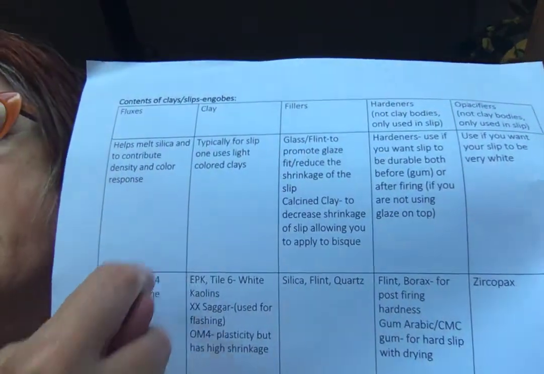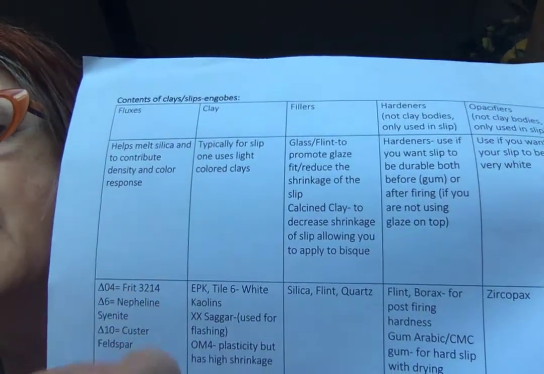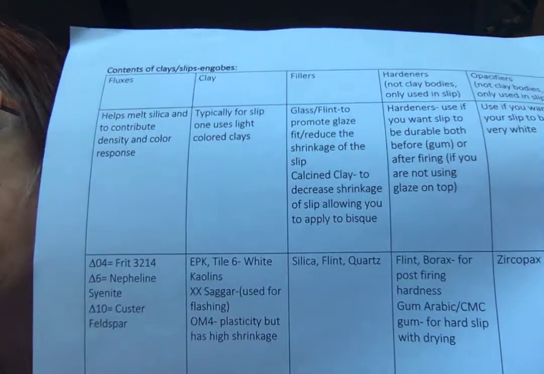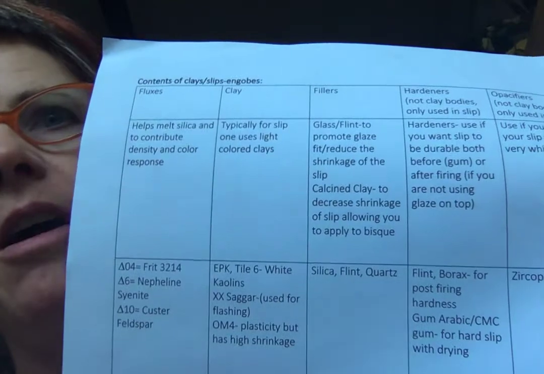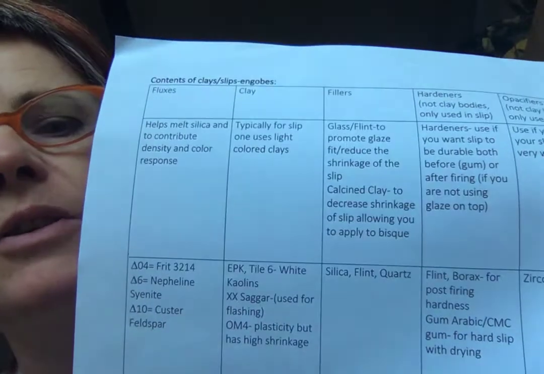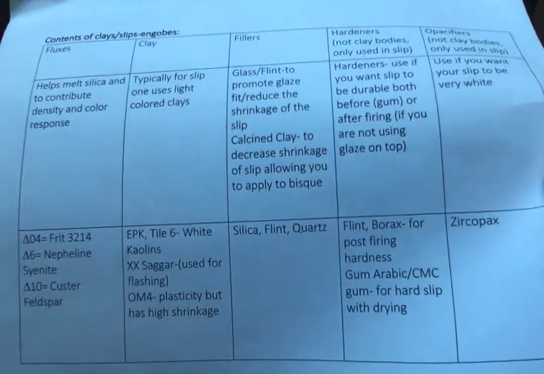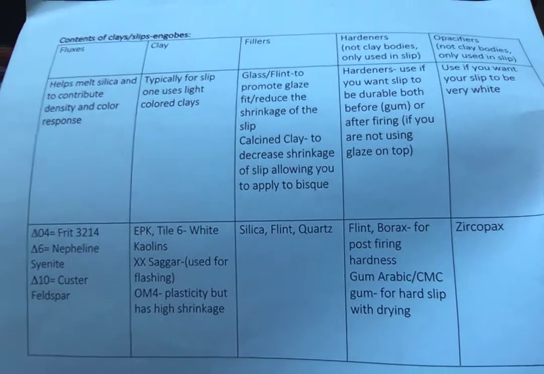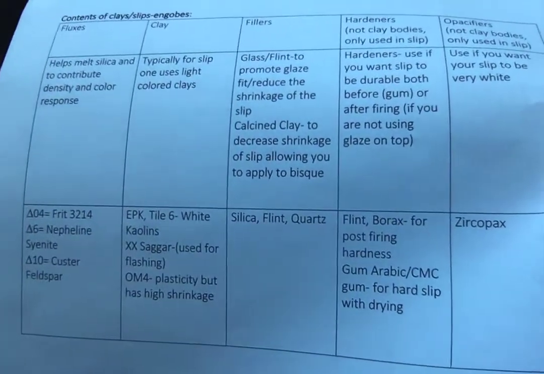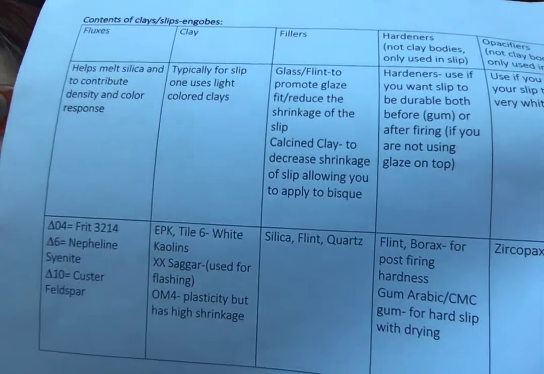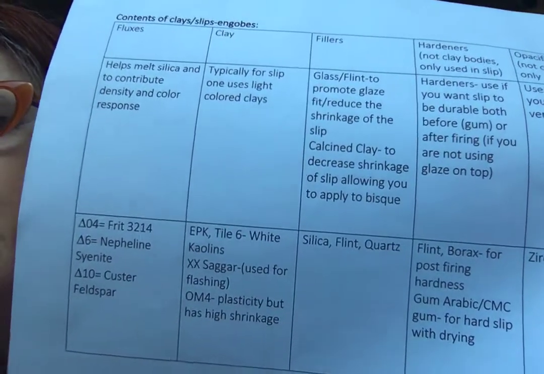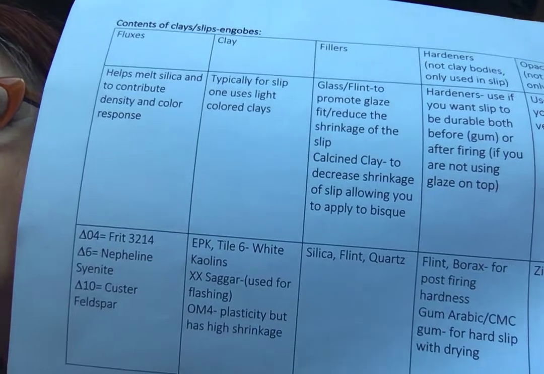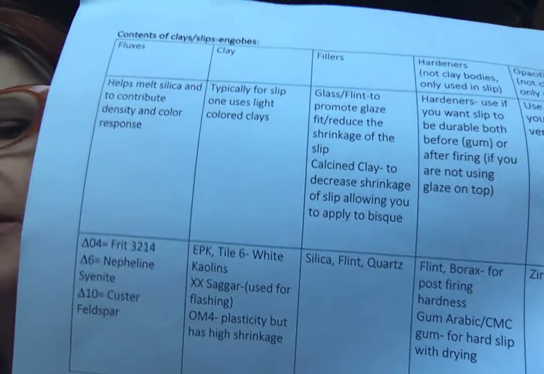They help melt the silica and contribute to density and color response in your slip. And it's really simple. We're not going to use all the variety of fluxes we have in the studio. All you want to do is, if you're going for a low fire slip, you would want to use Frit 3124; for cone 6, nepheline syenite; and for cone 10, Custer feldspar.